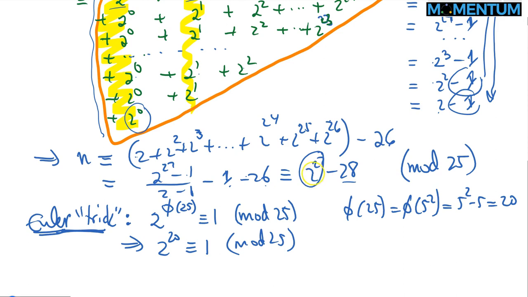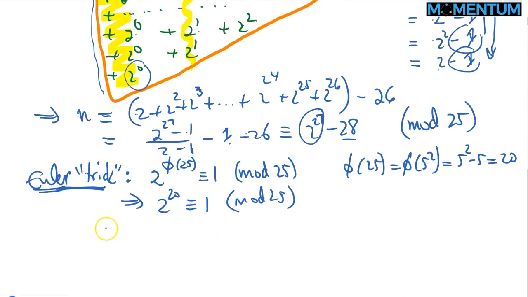So that's a 7. Therefore, we can split it into 2 pieces. So n is congruent to 2 to the 20 times 2 to the 7 minus the 28, which we realized is just a minus 3 or a 22. Everything modulo 25. So 2 to the 20, we just said, is just a 1, so that's the whole point. And 2 to the 7 is just 128.